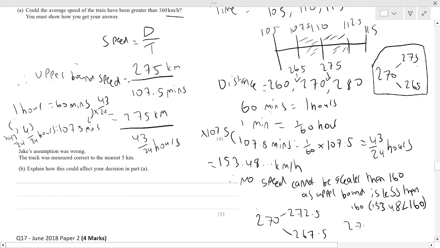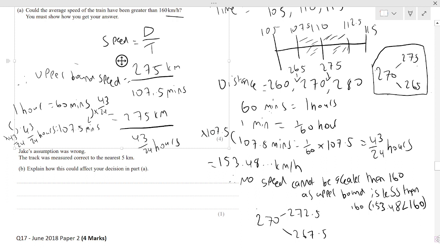Let's explain. 270, then 275. Again, the midpoint is 272.5 now. So that's your upper bound of 272.5, and likewise for 267.5. But actually, the upper bound for D, because remember, we took the upper bound for distance here for speed, the upper bound is now smaller. So our upper bound is going to be smaller for speed.